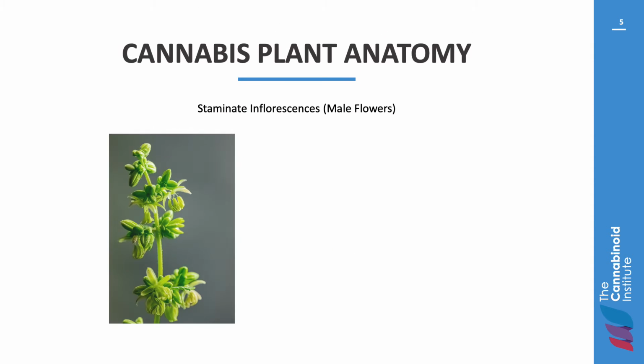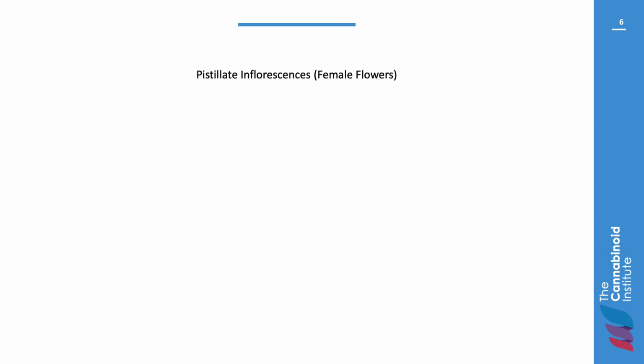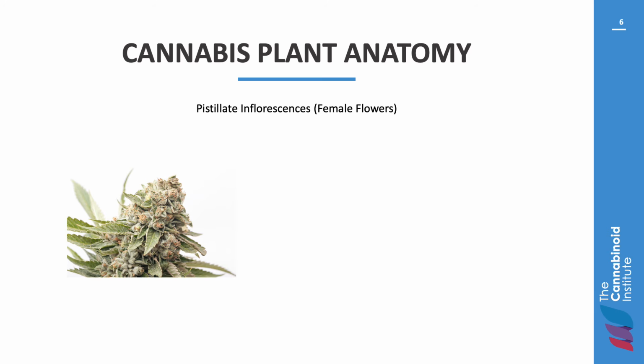The male flowers of the cannabis plant are yellowish-green in color and consist of 2 to 4 millimeter pedicels terminating in 2.5 to 4 millimeter ovate sepals. Sepals consist of a filament and anther, which contains the plant's pollen. The female flowers of the cannabis plant can vary widely in color, from green to purple and red.